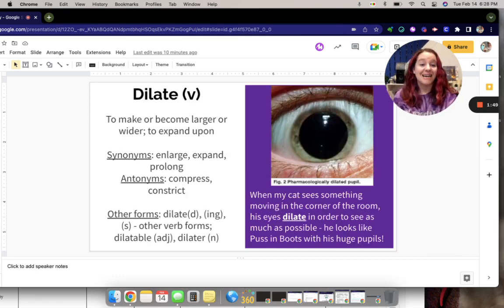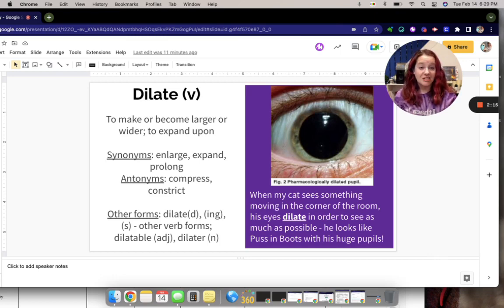Our next word is dilate, which is a verb. And it means to make or become larger or wider or to expand upon. Your synonyms are enlarge, expand, and prolong. Your antonyms are compress and constrict. Because it's a verb, we have our other verb forms of the word, dilated, dilating, and dilates. Different past tense, future tense, present tense.